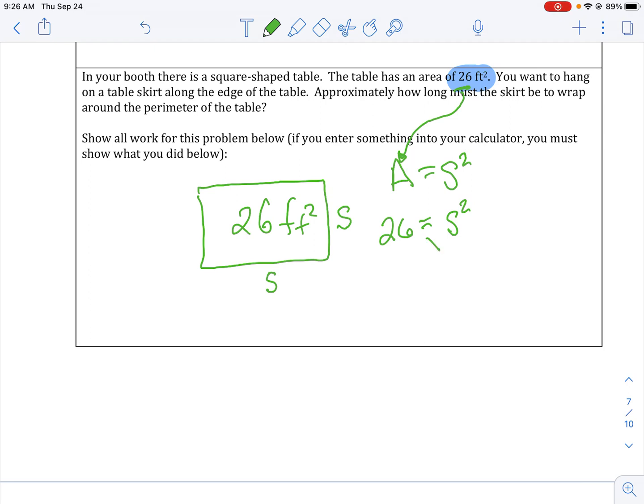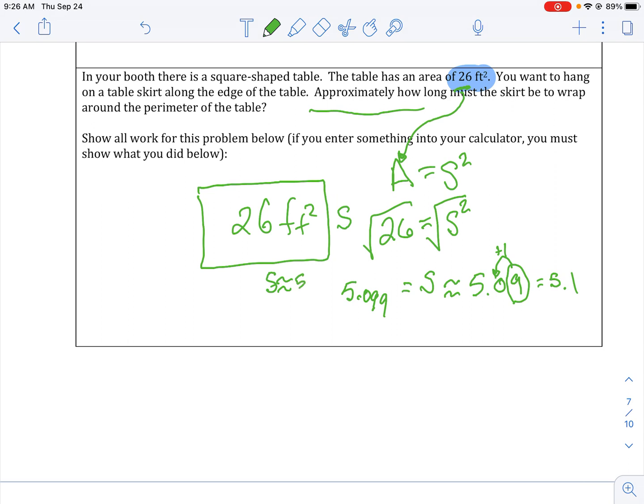And now I take the square root of each side, and I get S equals, and let's do second, x squared, 26, equals 5.099. So approximate means to round. So for this question, we can round to the nearest tenth. So 5.09, here's the hundredths. It's 5 and higher, so therefore that number has to go up by 1, so it's 5.1. So S is approximately 5.1.